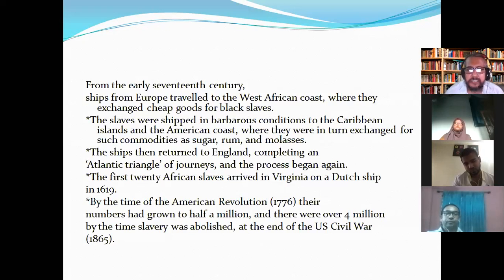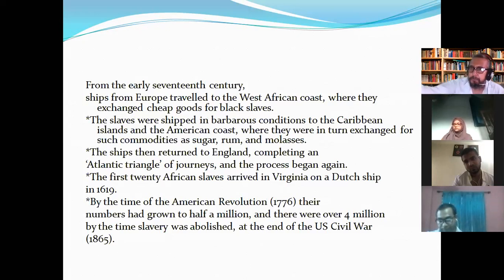And where they were in turn exchanged for some commodities as sugar, rum, and molasses. So look here, at this stage, the black slave were handed over to the Caribbean islands. In turn, they had been receiving sugar, rum, and molasses.